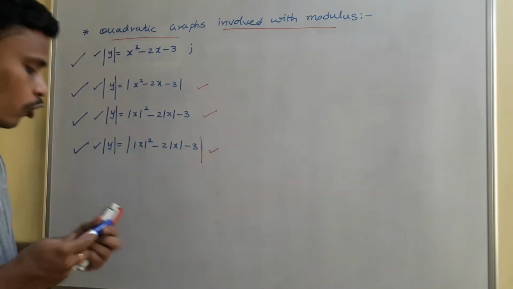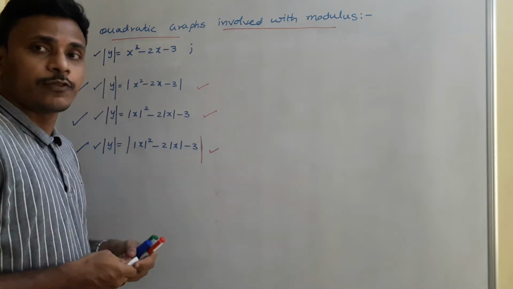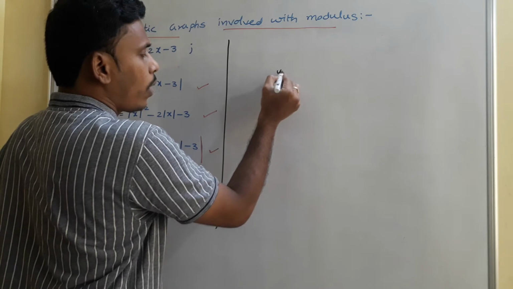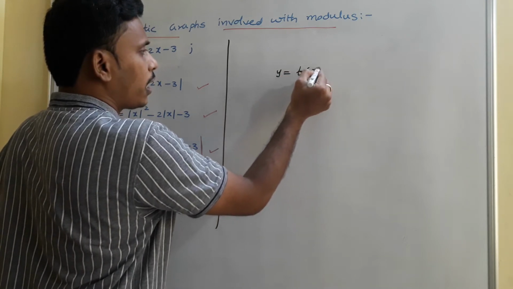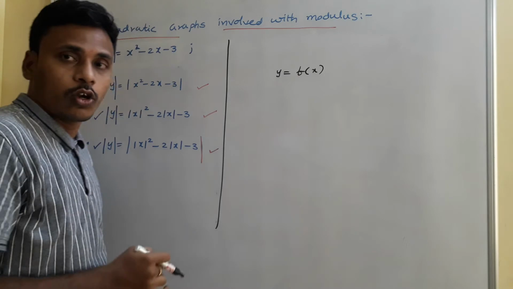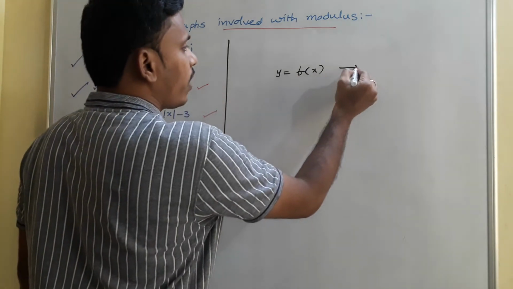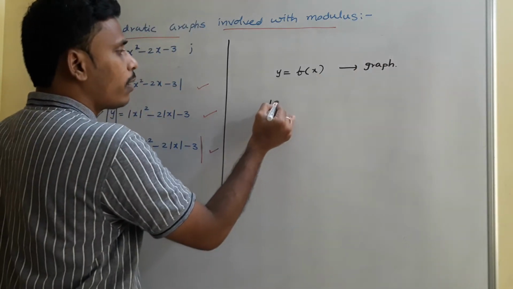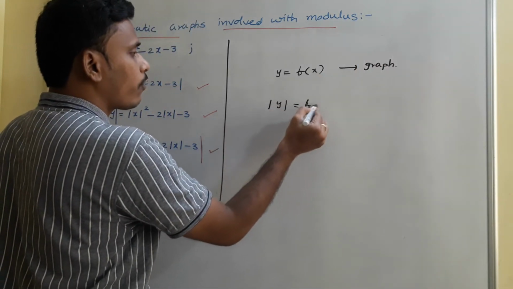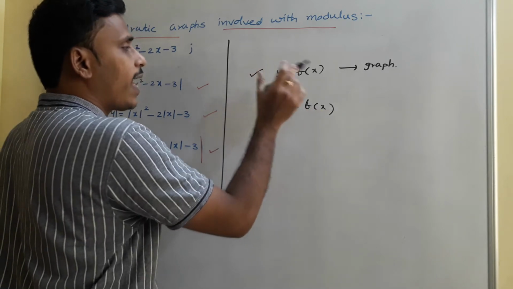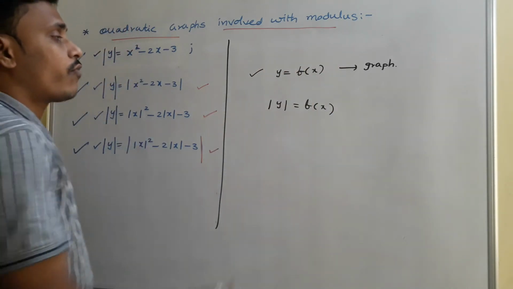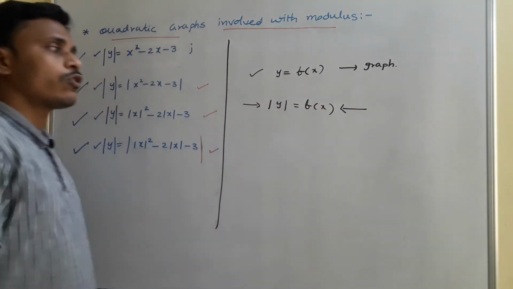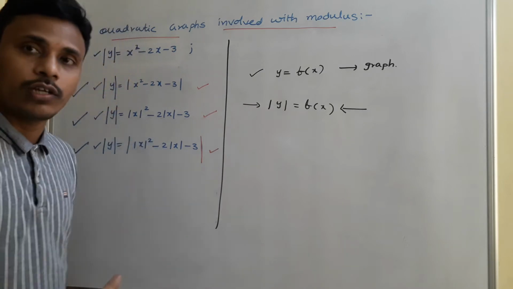Before analyzing these 4 graphs, first of all, you need to know, for example, y is equal to some f of x. That f of x may be any quadratic in particular. y is equal to f of x, and we have a graph for this. Now, what do you say about modulus of y is equal to f of x? I know the graph of y is equal to f of x. From this, how do we sketch the graph of modulus of y is equal to f of x? That's what we need to discuss.